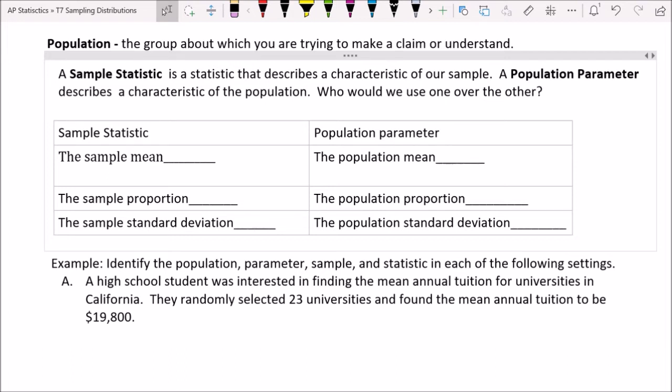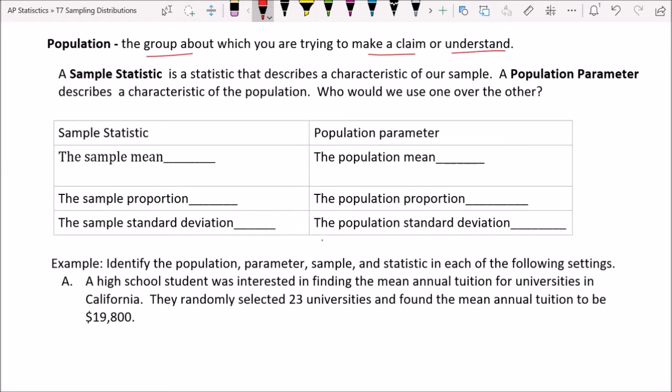It could be people at our high school who identify as female. That is a population. Okay, so population, I don't want you to think about it as everybody. I want you to think about it as the group that we are trying to make a claim about, or that we are trying to understand better, or trying to find out the truth about. Okay, it's our chosen group that we're studying.